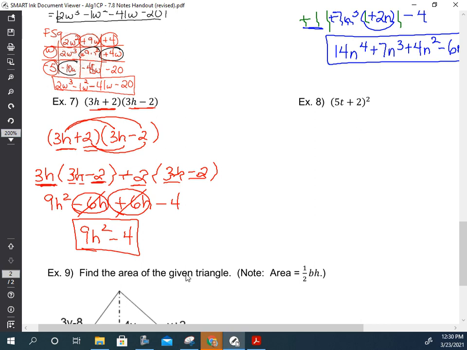Example 8, which is the last example that we'll get to do, is another special case.